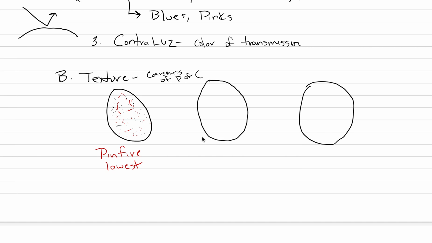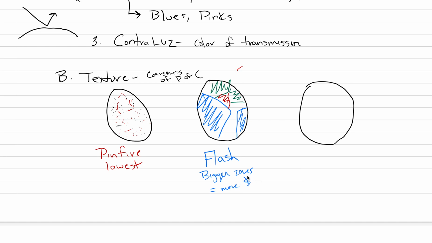Then these other 2, these are both higher value. The flash is when you have really large sectors of color. Okay, we'll go flash. You get the idea, right? These are big sector zones. And the bigger they are, we'll say this, bigger zones equals more value.